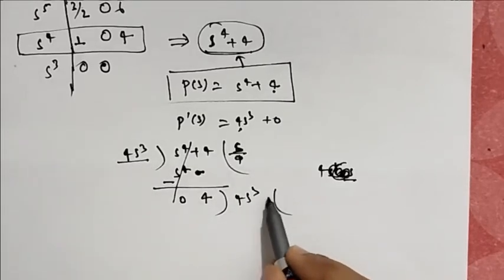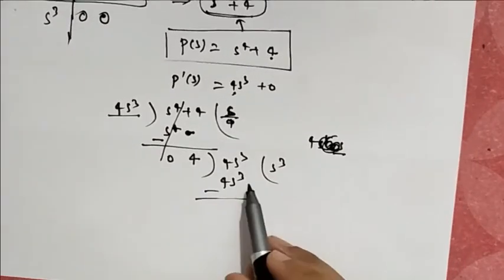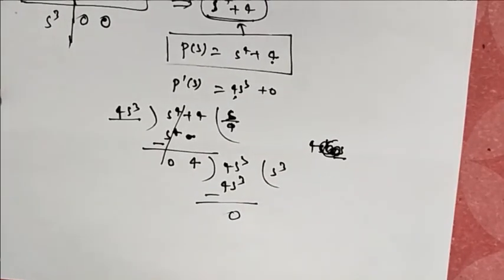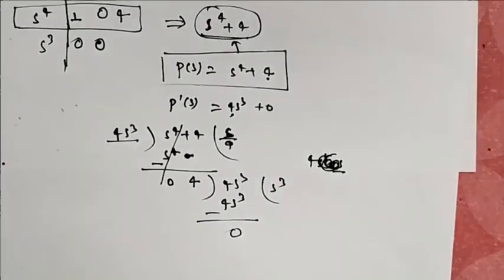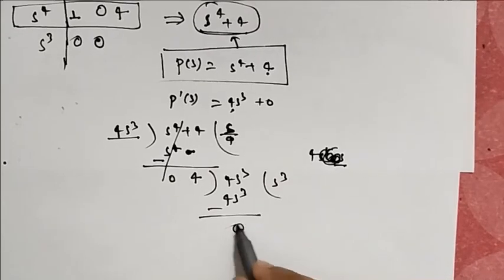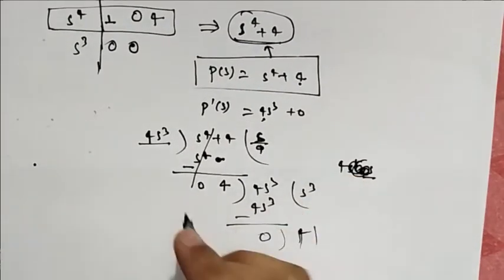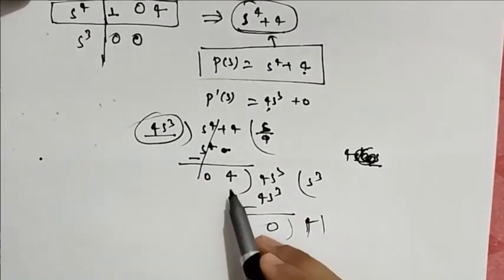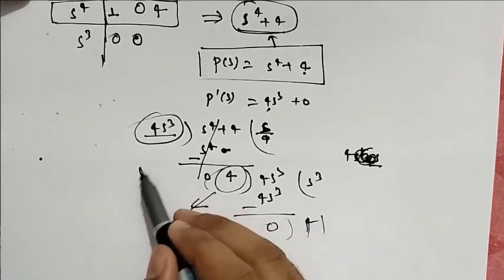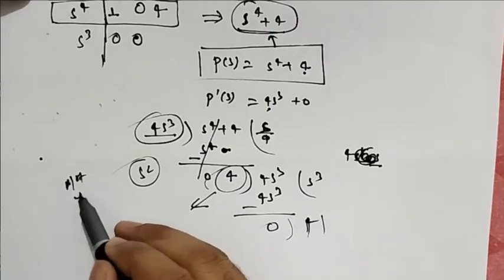Now if I divide with this one, I am going to take s cube, this will be 4 s cube. Now if I subtract, this is 0. Now we are going to get 0 and then 4. Now if you see here, this is not Hurwitz, because here it is 4 s cube, and now directly we got 4, meaning the s to the power square term is missing. It means it is not a Hurwitz polynomial.